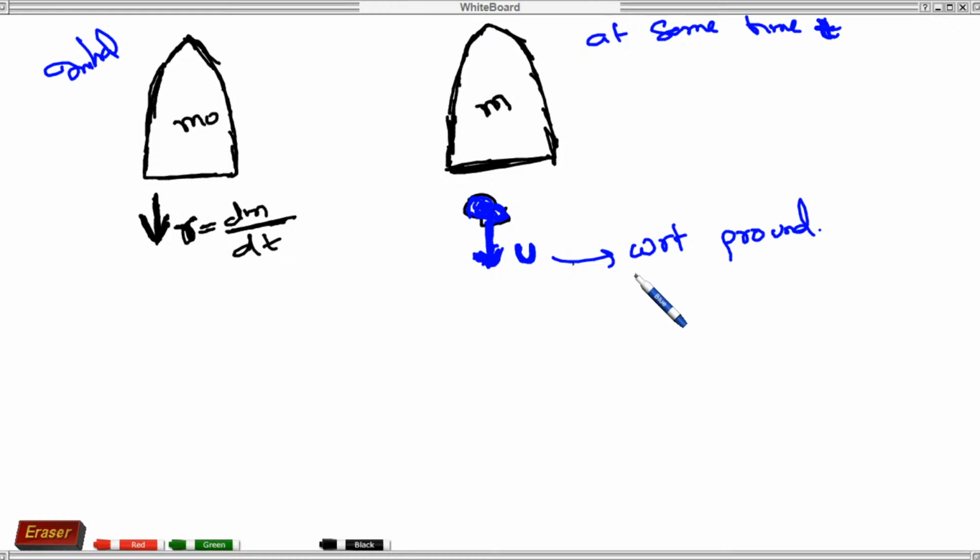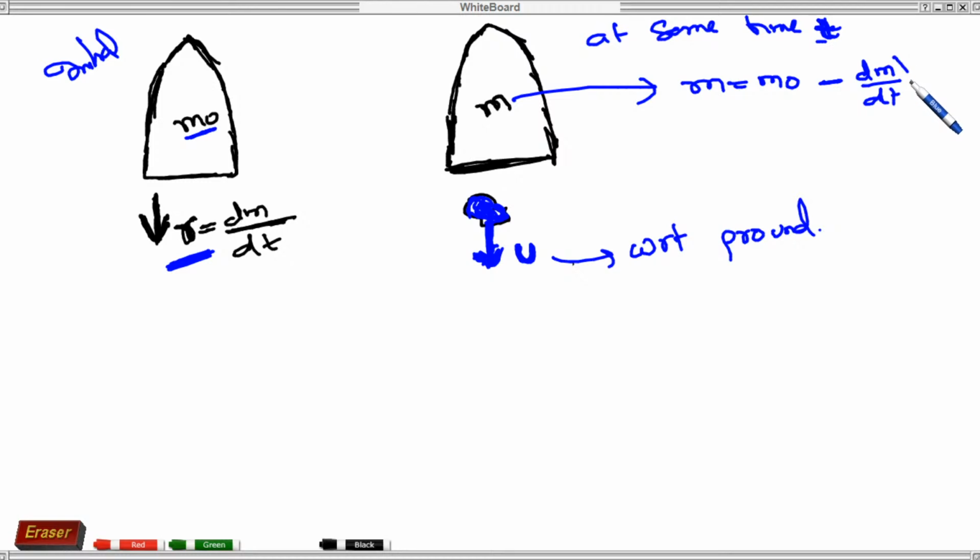So what would be this m? This m is equal to m naught minus, at some time t, I told you the rate dm over dt, so this will be dm over dt into this time. So this is the left mass of this rocket.